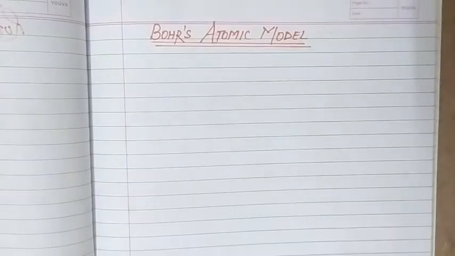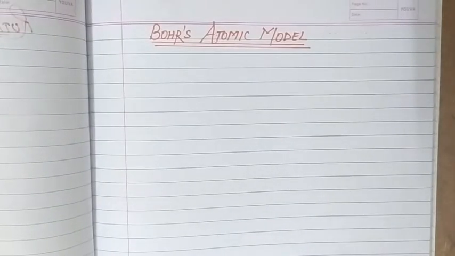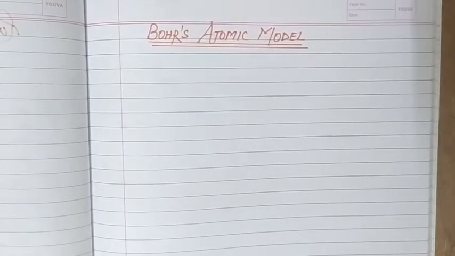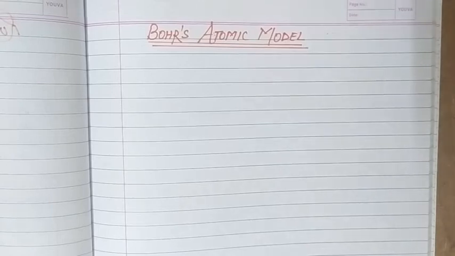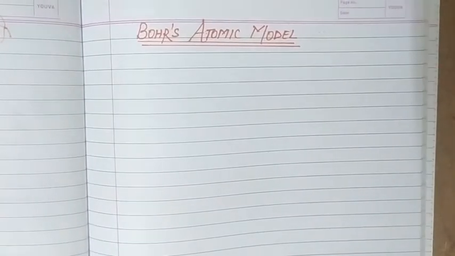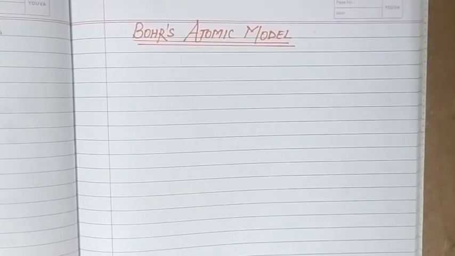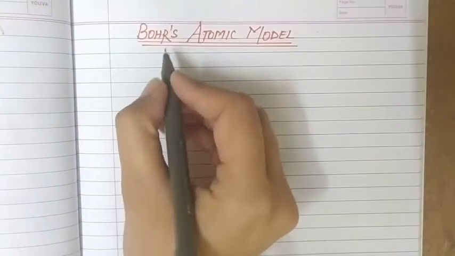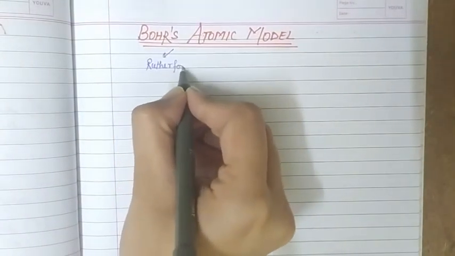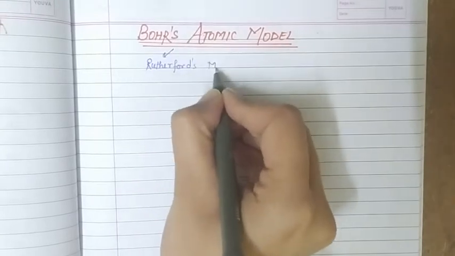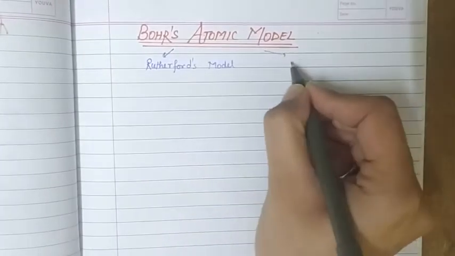Hello students, in this video we are going to study the postulates of Bohr's atomic model. As we have studied, Rutherford's model failed to explain the discrete or line spectra as well as the stability of the atom. So Bohr in his model used two concepts. First is Rutherford's model and the second is Planck's quantum theory.